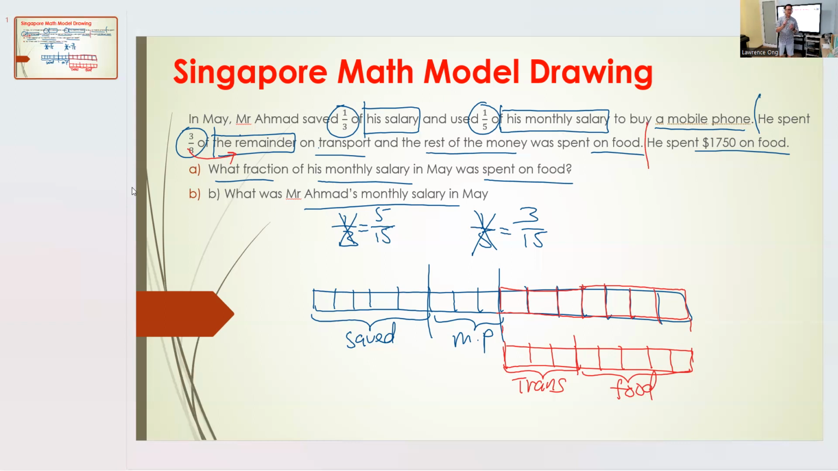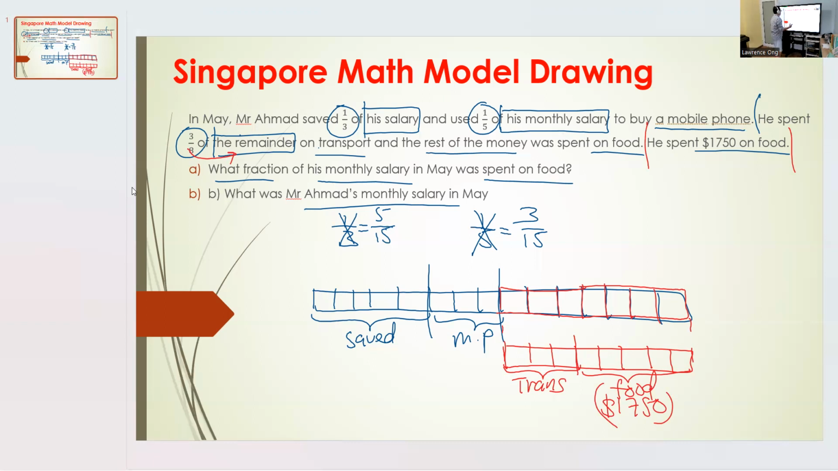So model drawing is the drawing from the beginning to the end. So you don't draw backwards, neither do you just draw anywhere you want. You always start from the beginning of the problem and you draw sentence by sentence until the end of the story. So you keep reading. So he spent $1,750 on food, and you continue to add on to your model, right? And you actually have drawn the entire problem. Yeah, so that's how you draw this model, which is not quite hard to draw.